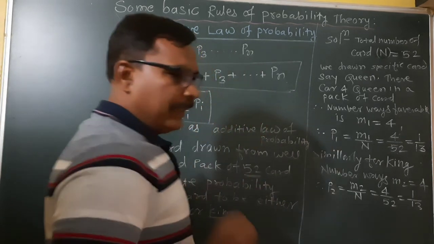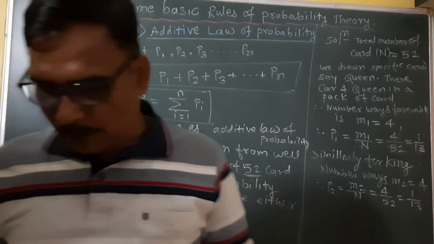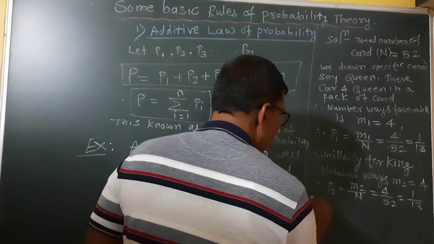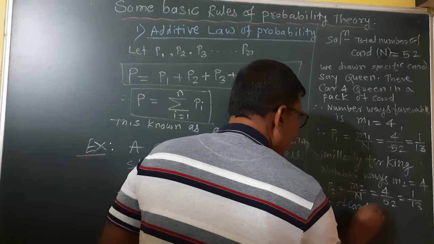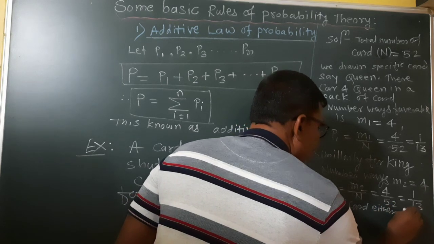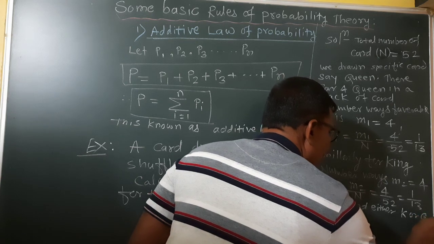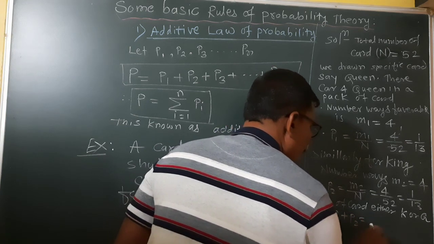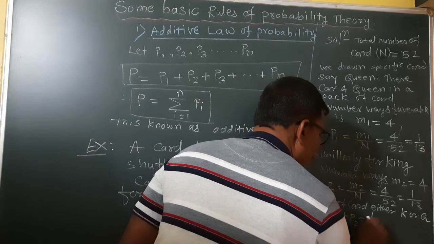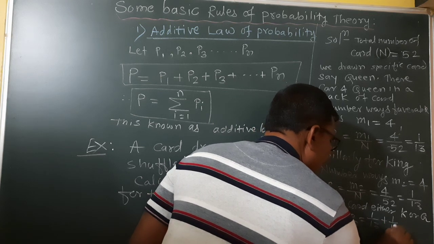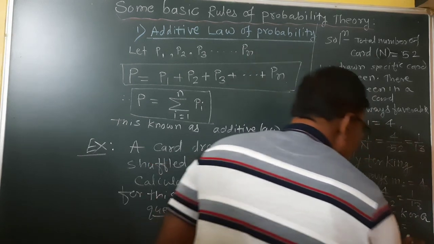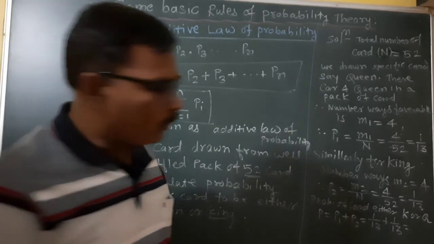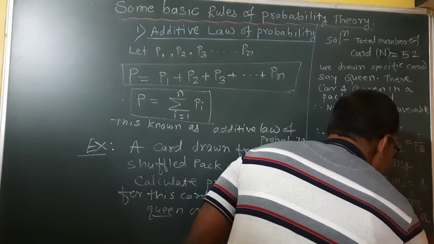And then we find the total probability. Therefore, the probability of the card being either king or queen is P equals P1 plus P2, that is 1 by 13 plus 1 by 13, which equals 2 by 13. The LCM is the same here, so it is 2 by 13.